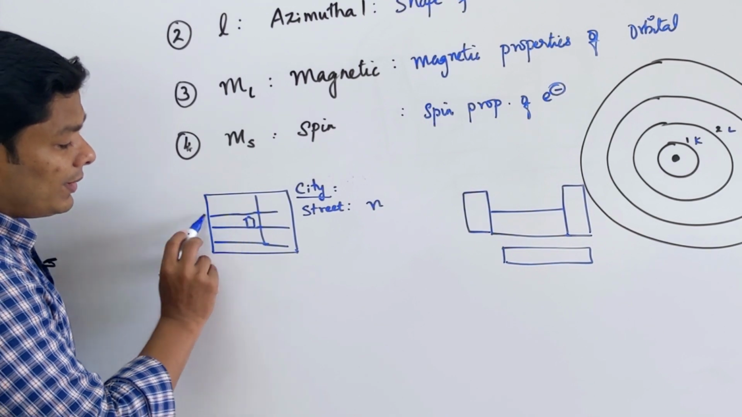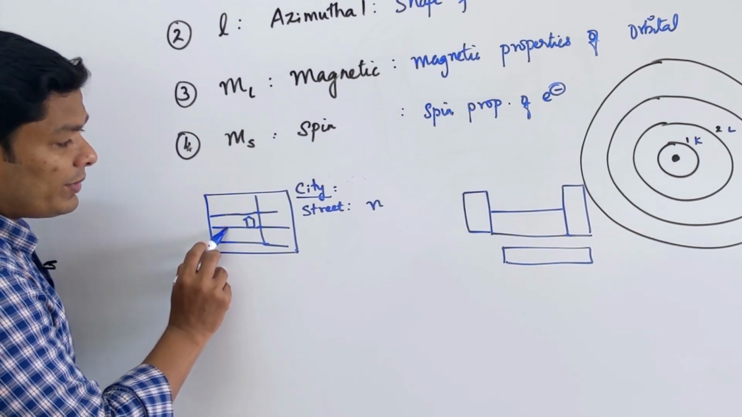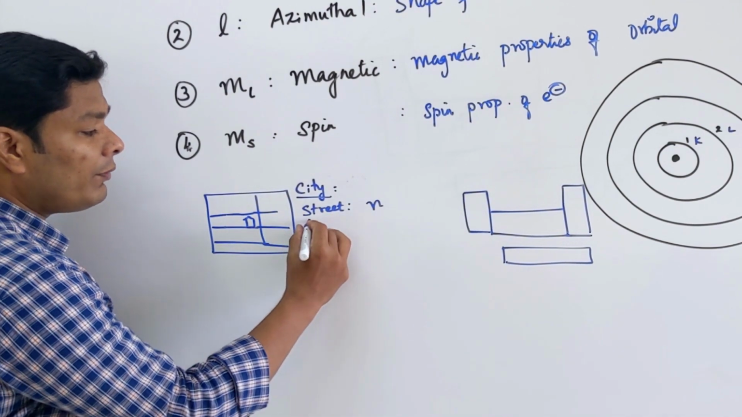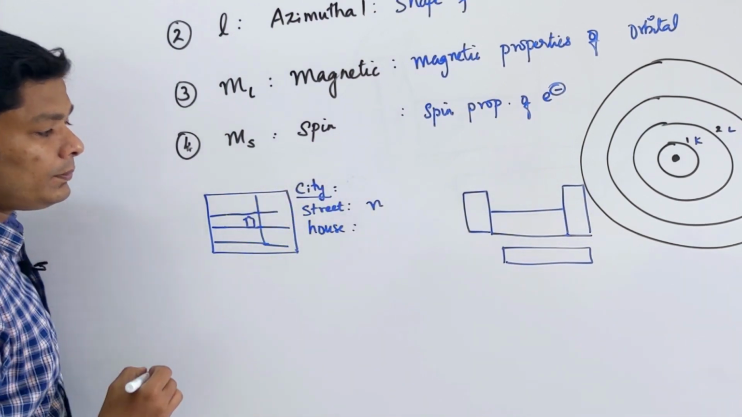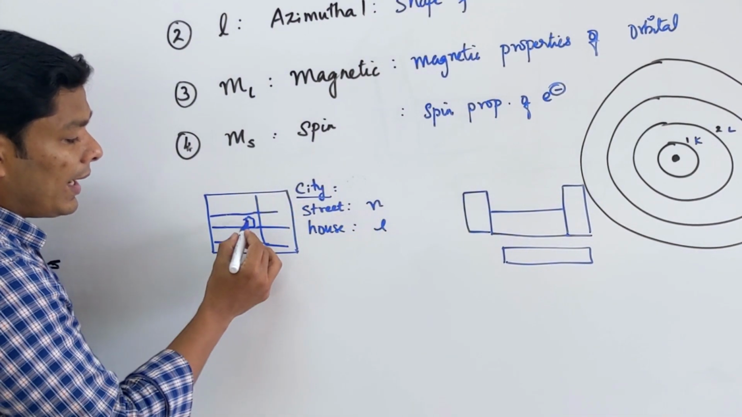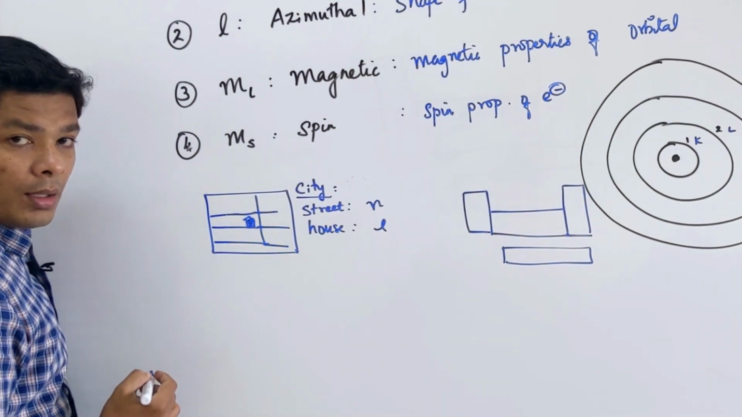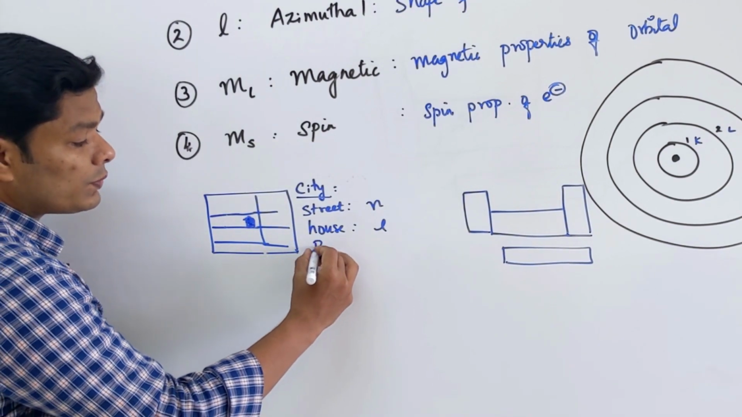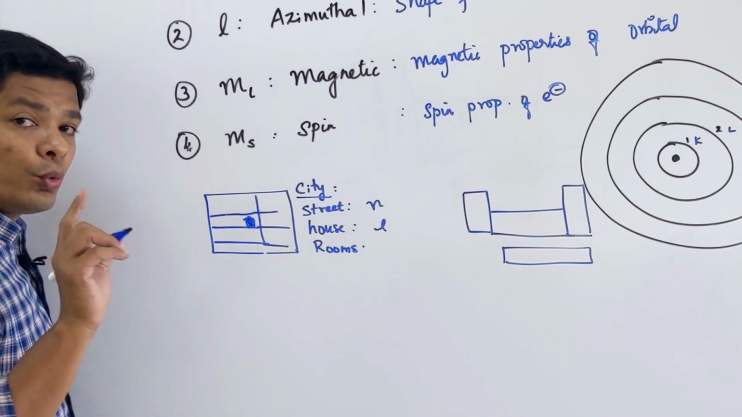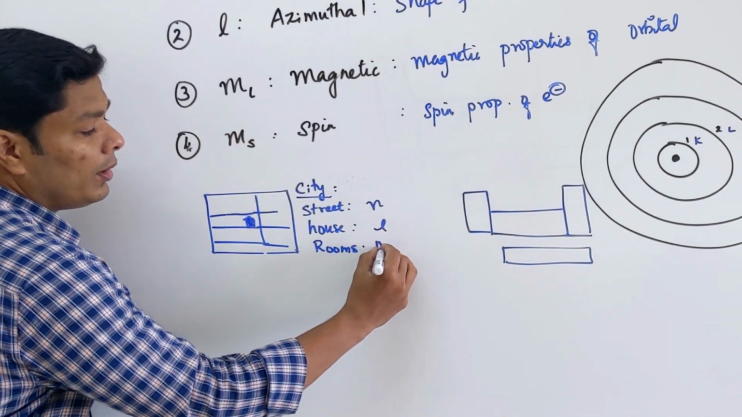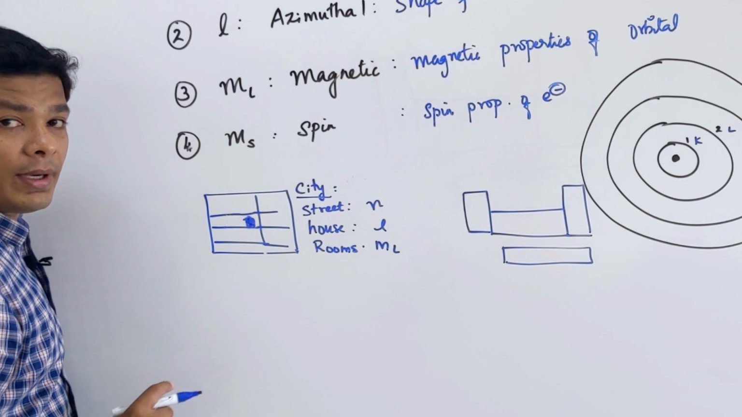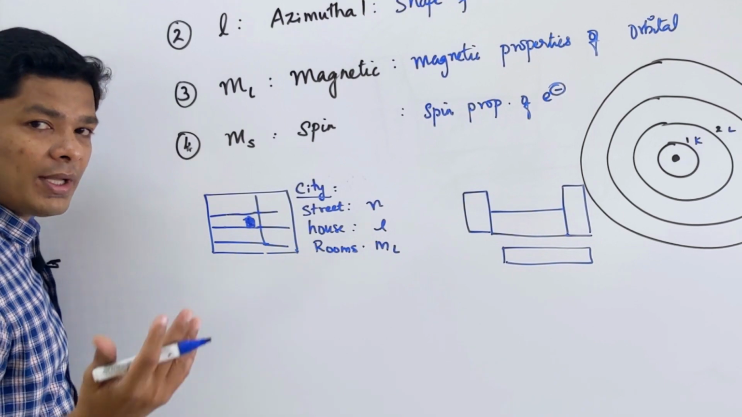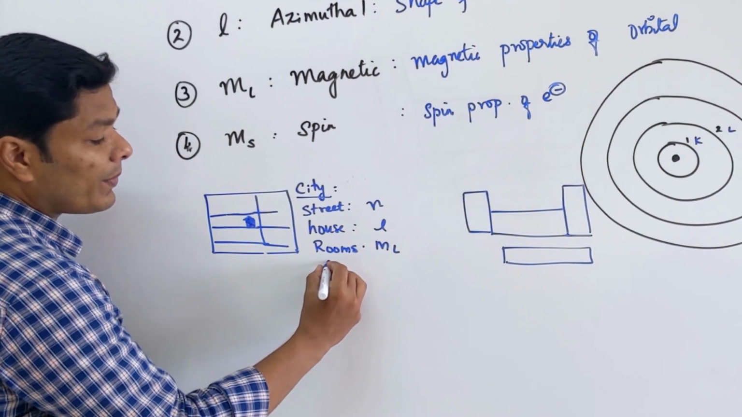So I know my street, that's my principal quantum number. Next, on the street, which house are you in? That's your azimuthal quantum number. I am in this house. In this house there are multiple rooms. Which room are you in? Which is your room? That's your magnetic quantum number. And it is assumed that each room can hold 2 people. So let's say, for example, you and your brother or sister are there. So that's your last one.